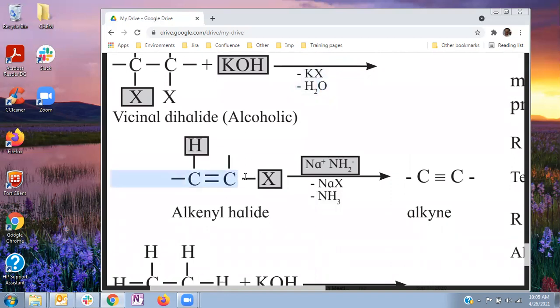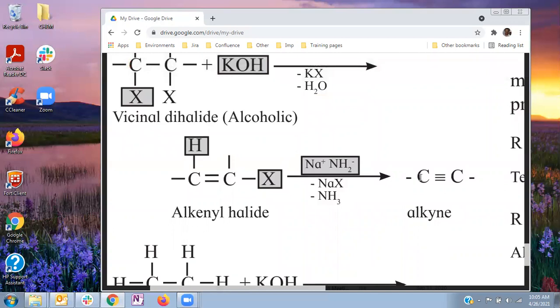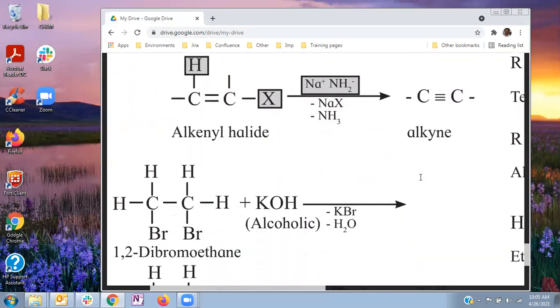A carbon-carbon double bond containing compound with one hydrogen and one halogen remaining is called an alkenyl halide. When it is treated with sodamide, having formula NaNH2, sodium reacts with halogen to give sodium halide, and NH2 minus reacts with hydrogen to give NH3, and it is converted into an alkyne, that is a carbon-carbon triple bond containing compound.